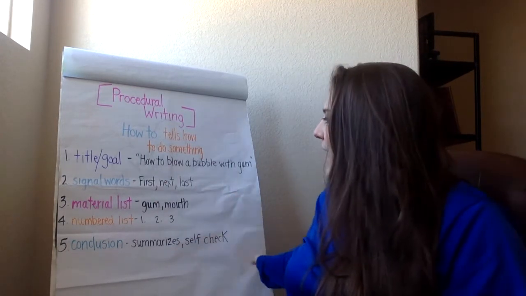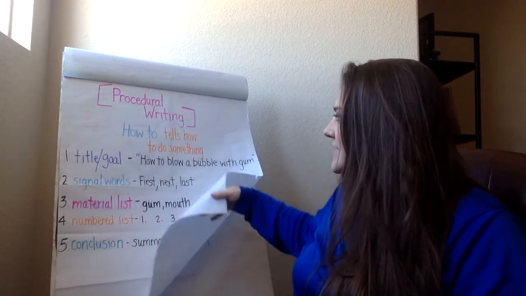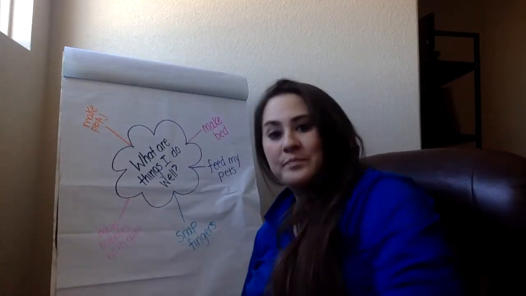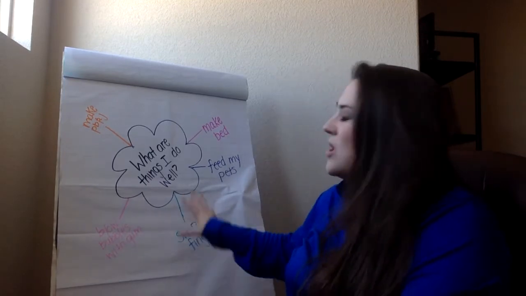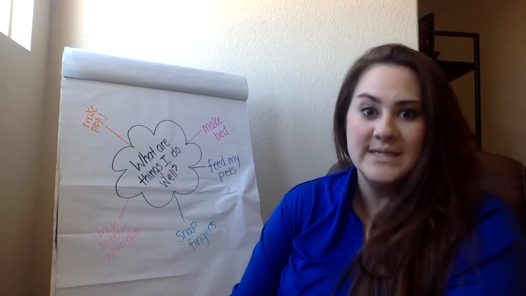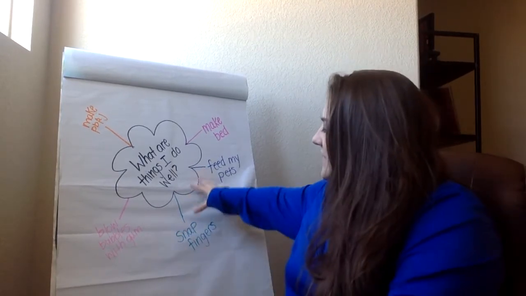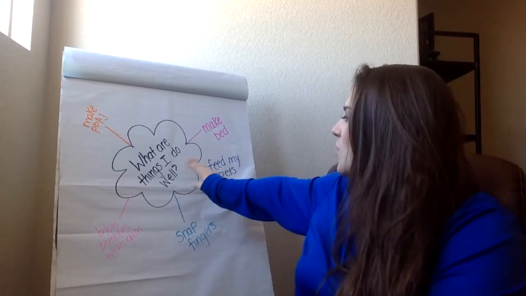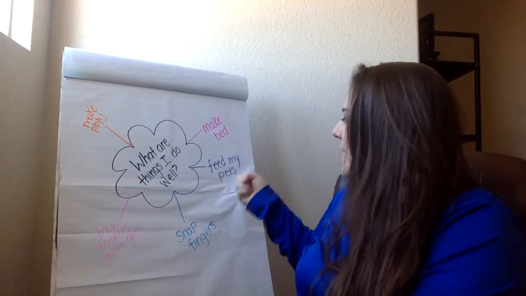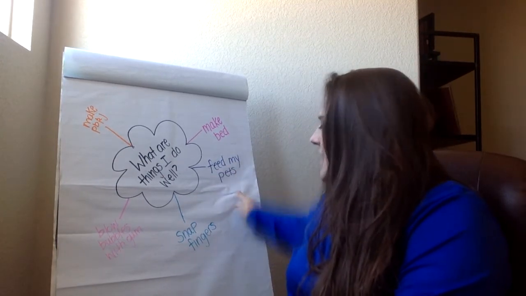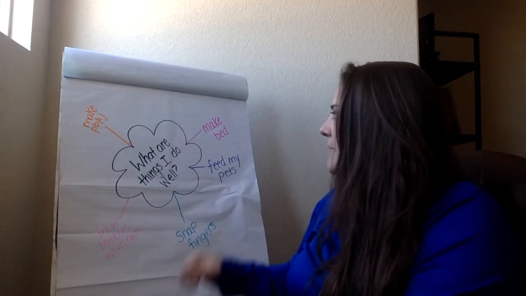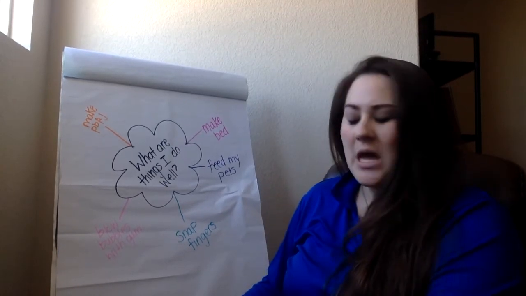Now, after you have gone over these steps, I want you to brainstorm 3 to 5 things that you are good at and that you want to teach someone else. So you can do something similar to what I've done. I wrote in the middle, what are things I do well? And so I wrote, make bed, feed my pets, snap fingers, blow bubbles with gum, and make a PB&J sandwich.